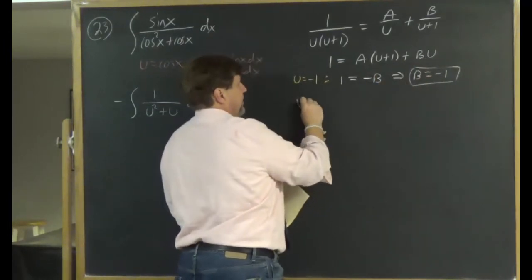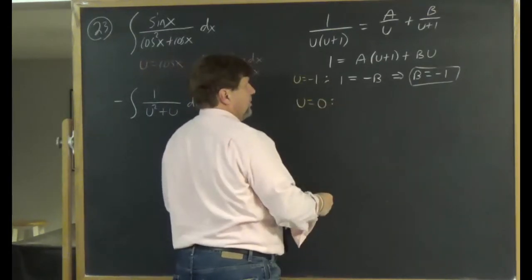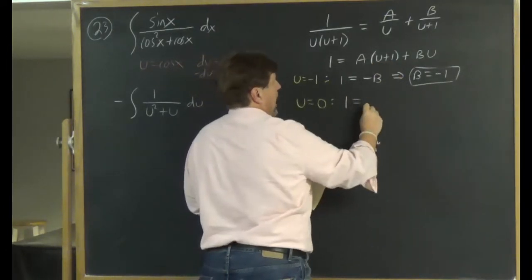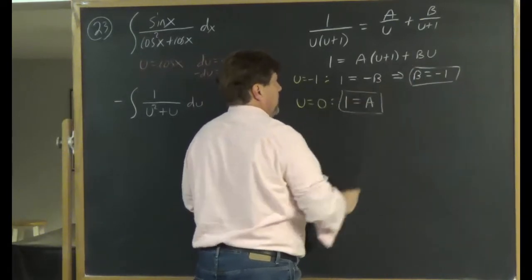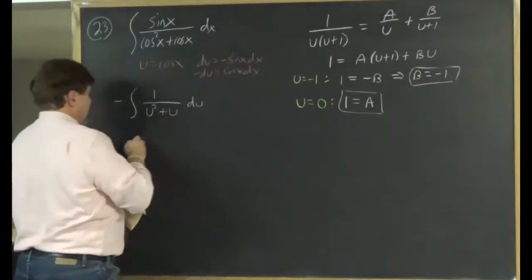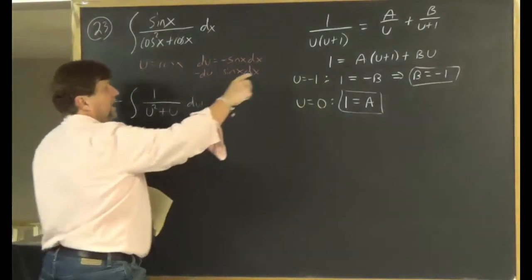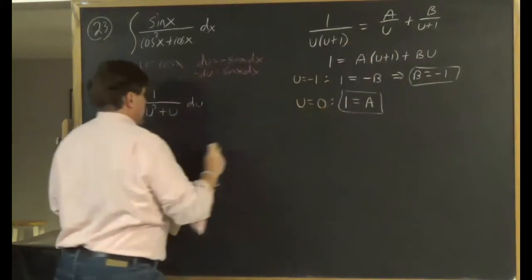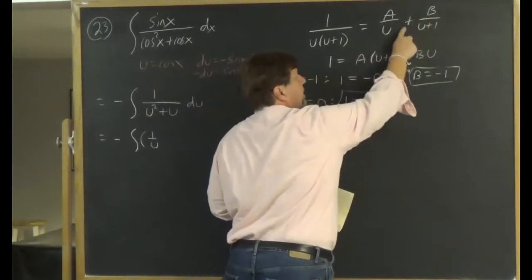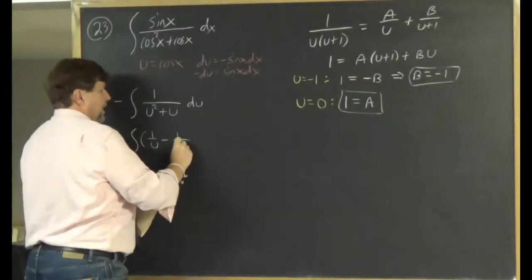The next convenient value to use for u is 0. So if u is 0, I still have 1 equals A. Oh, look at that. We immediately know A is 1. So that's not too bad. So that means I can now rewrite it as A over u, so that's 1 over u, plus B over u plus 1, so plus -1 over u plus 1. I'll write that as -1 over u plus 1.